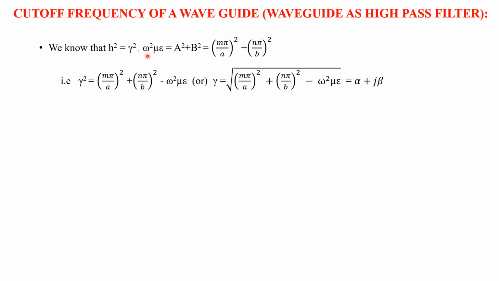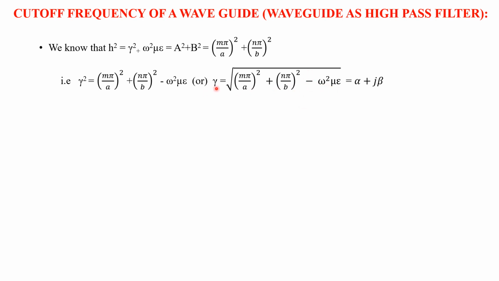From this equation, if we move this term, omega square mu epsilon, to this side, then it becomes gamma square is equal to (m pi by a) whole square plus (n pi by b) whole square minus omega square mu epsilon. And if we move this square to this side, then we get gamma equal to the square root of (m pi by a) whole square plus (n pi by b) whole square minus omega square mu epsilon.